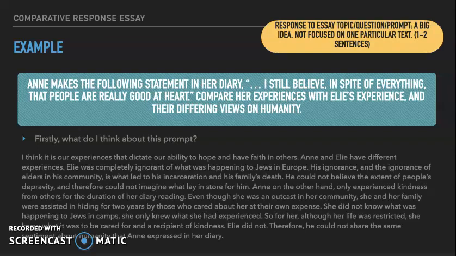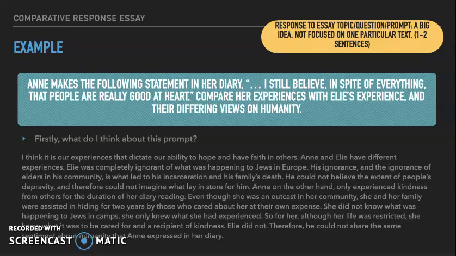Now, one thing you guys need to understand, no one can pull a really great first sentence for an essay just out of nowhere. No one can do it. I certainly can't. You certainly can't. You need to think first. The best way to think, I believe, is to write whatever is coming to your head. So I just sat down and I wrote a little bit of information that this prompt, this essay topic, made me think. So firstly, what do I think about this prompt? I said, I think it is our experiences that dictate our ability to hope and have faith in others.